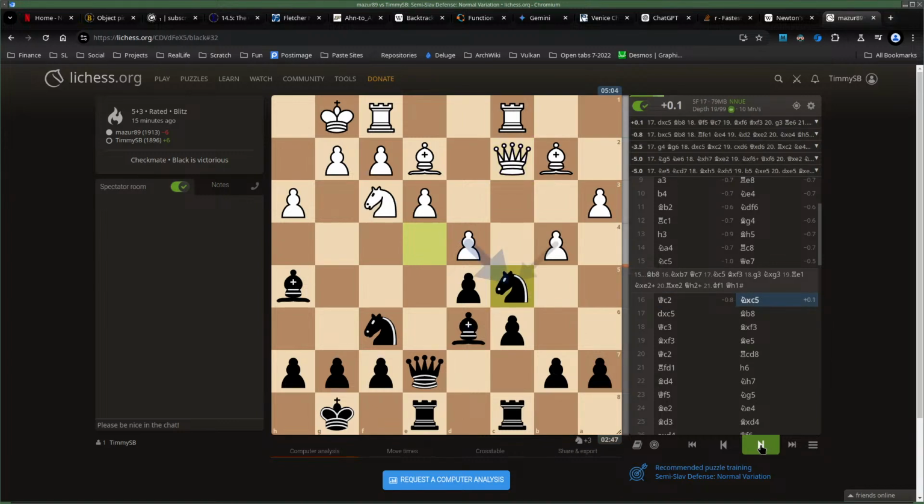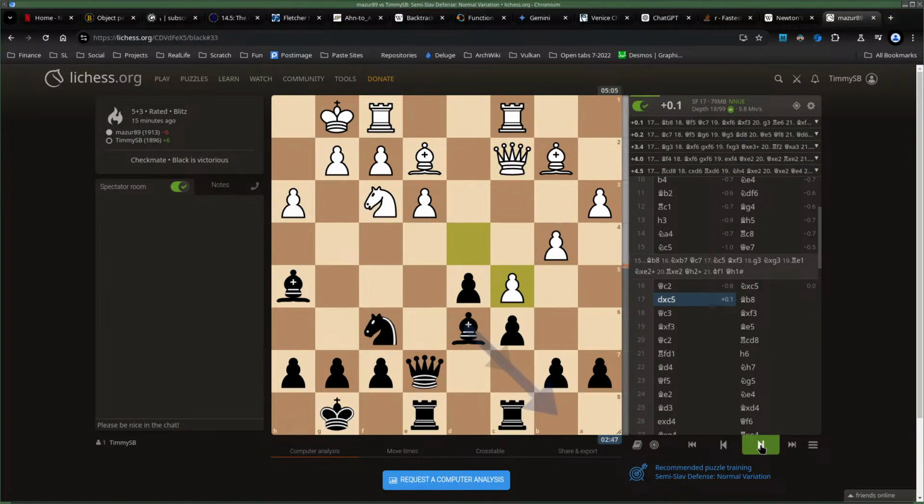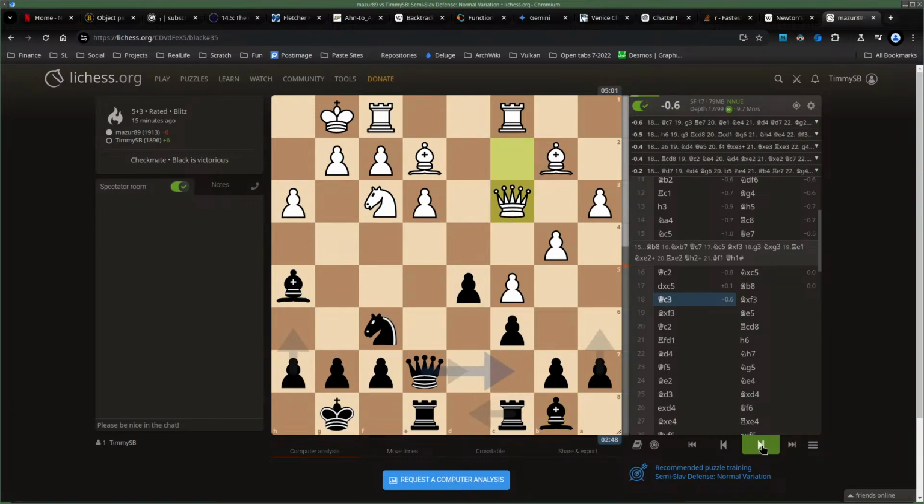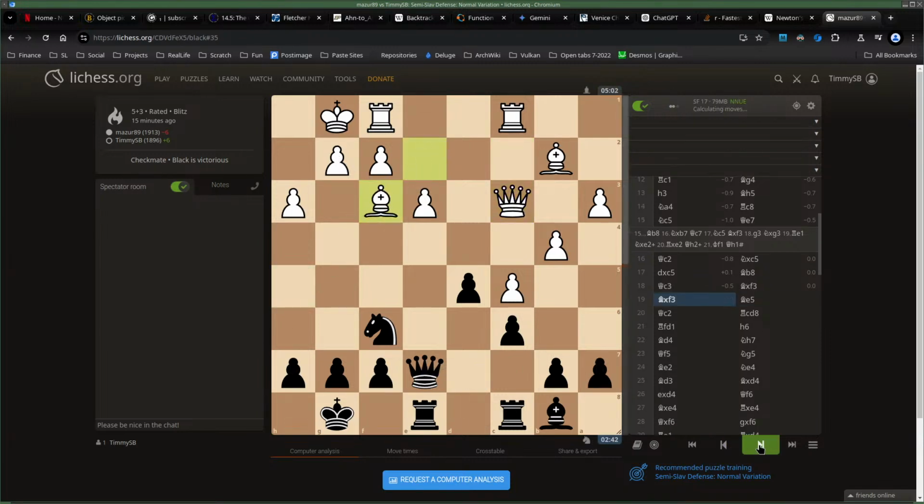I took that knight off because I thought he has to take back with the pawn, and now I can in all quietness do this. But no. It took it already. Probably should have gone here first. Yeah, a real attack? Nah, not really.